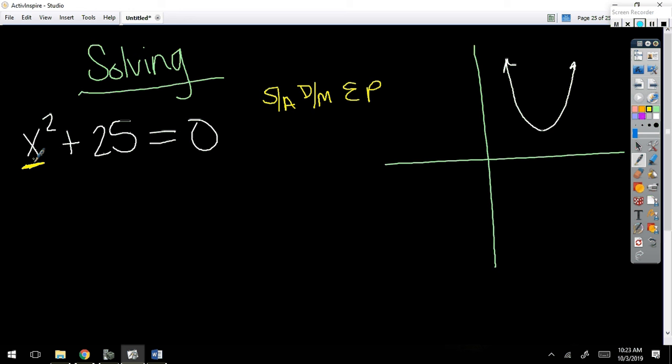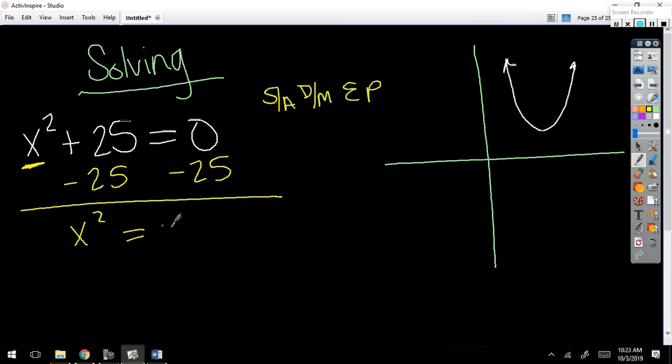Looking at this, what's the first thing you would do to get x by itself? Subtract 25. So I have x squared equals negative 25. And then square root, and you see where I'm going with this. But it's plus or minus 5i.